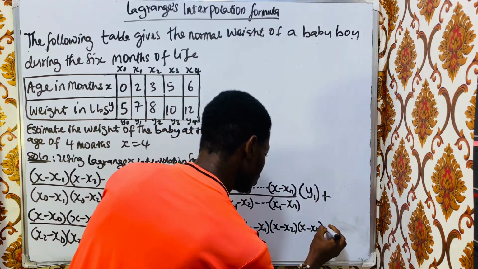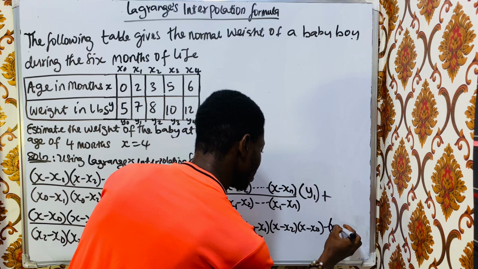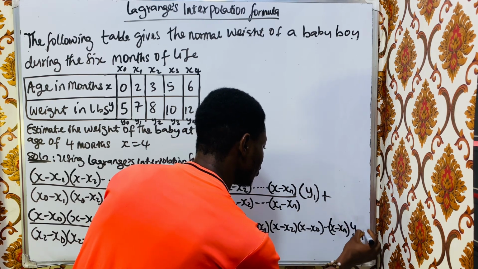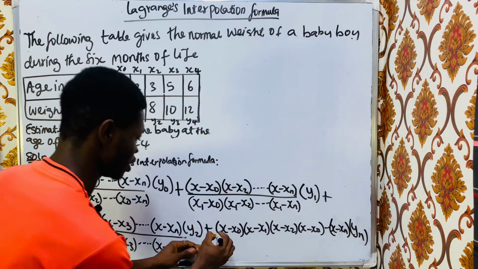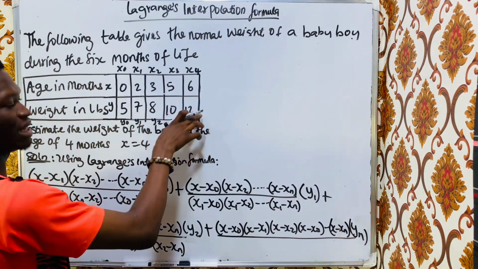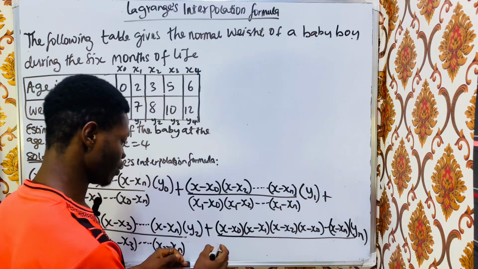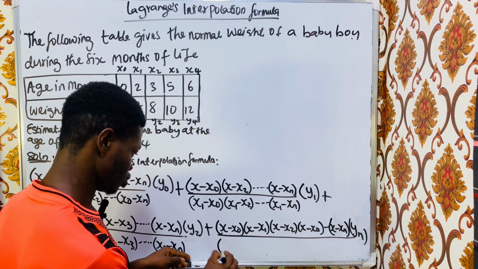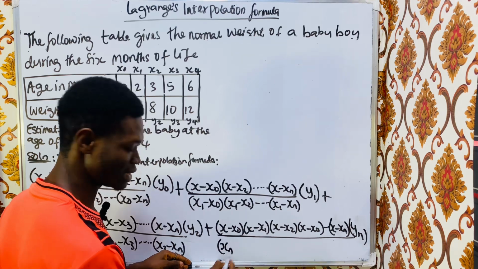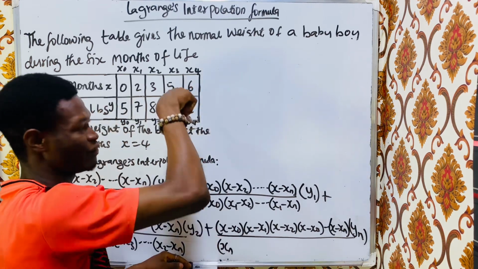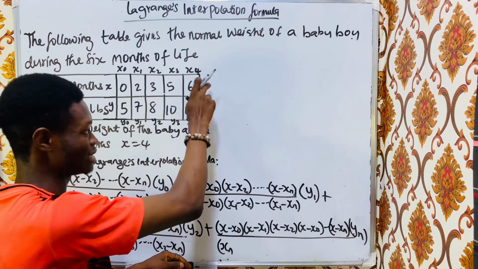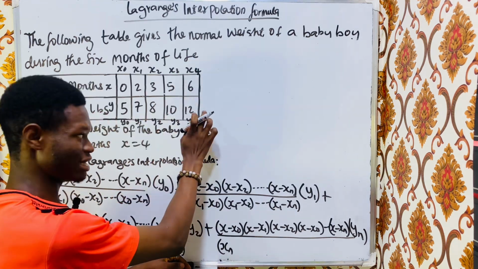So dot dot dot. So it will be x minus xn, then times y sub n. Then all over. This y sub n means the last term for y. So all over what we started with, we are now going to use xn. xn means the last term for x. yn means the last term for y.